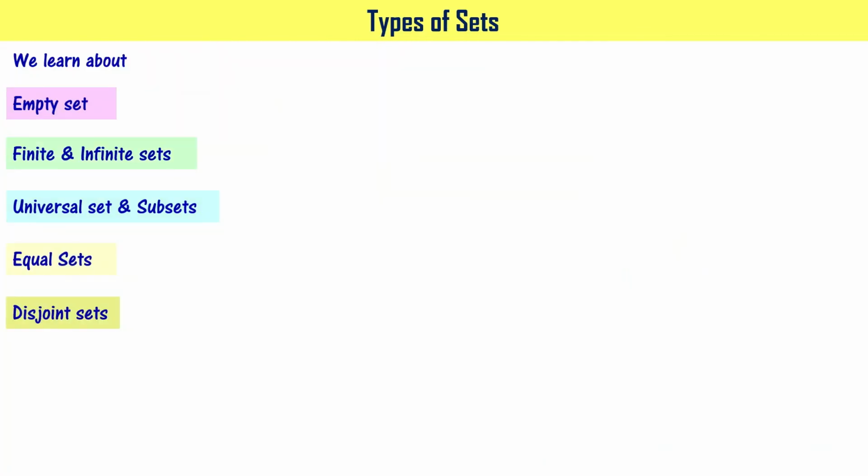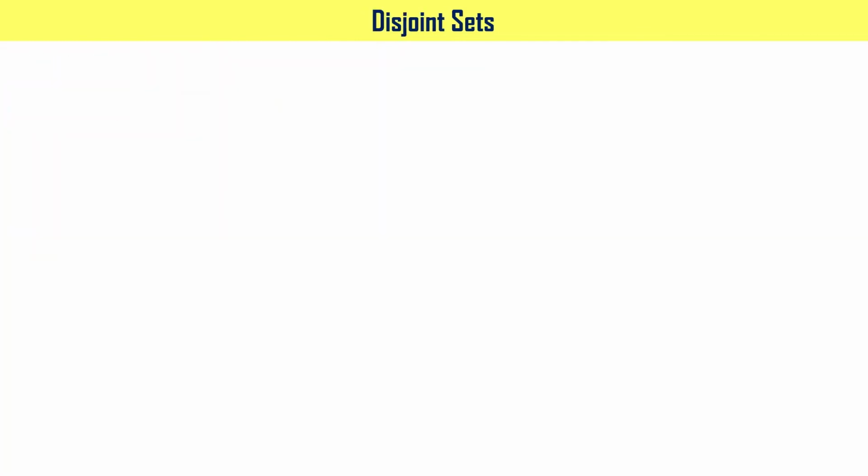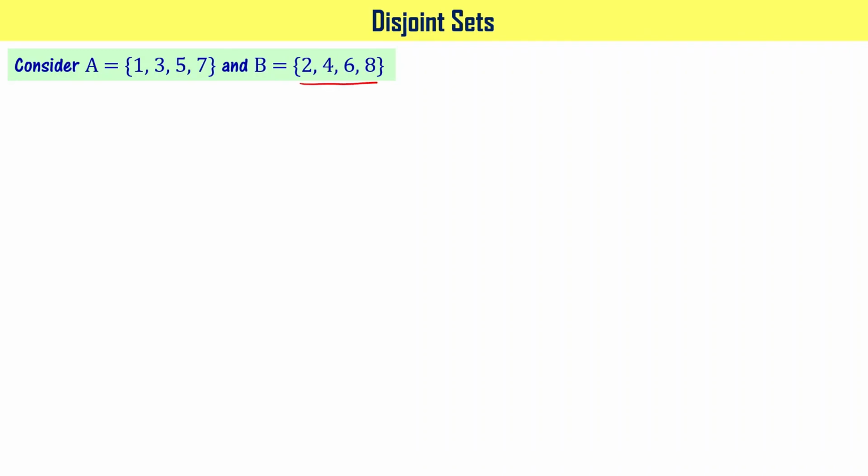Let us look at disjoint sets. What are disjoint sets? Let us consider two sets here. Set A has elements 1, 3, 5 and 7, and set B has elements 2, 4, 6, 8. Right? There are no common elements present in set A and set B, because these are all odd numbers and these are all even numbers, right?